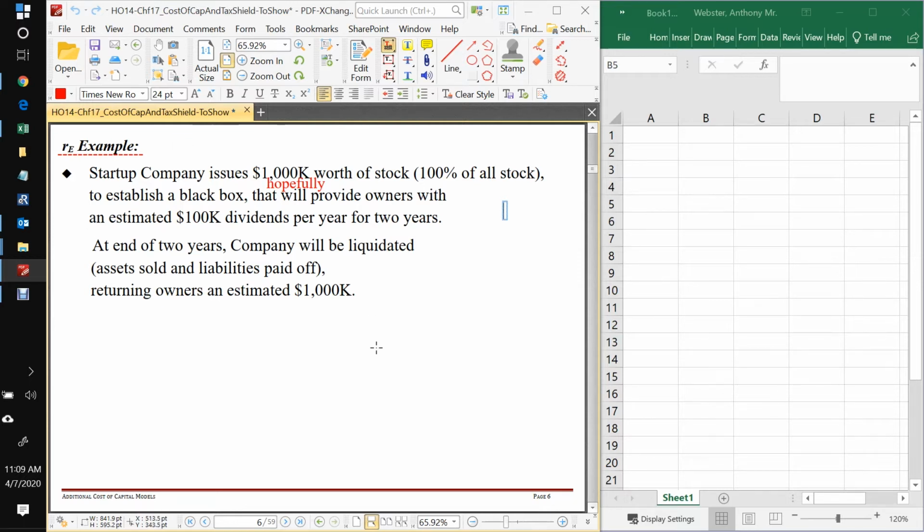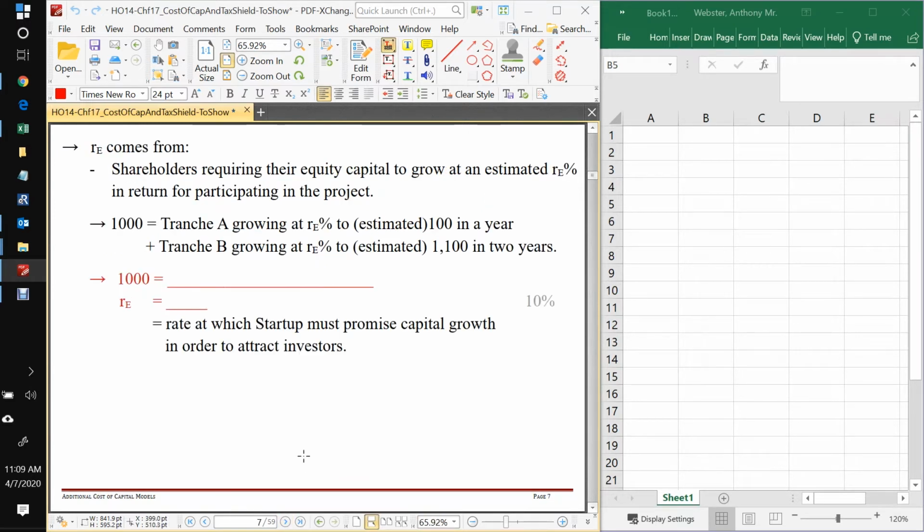It's planned to have a finite life, and et cetera. So in this case, the cost of equity capital is coming from the shareholders requiring that equity investment to grow at an estimated rate of RE. They're doing that in return for participating in the project. They're demanding that the money they put in grow at RE%.